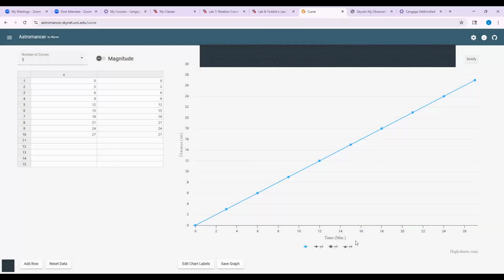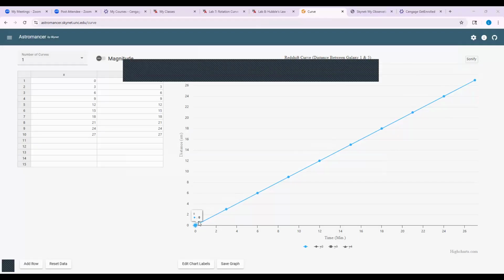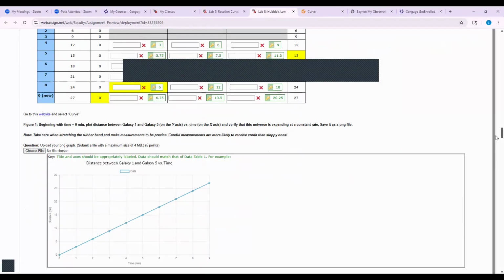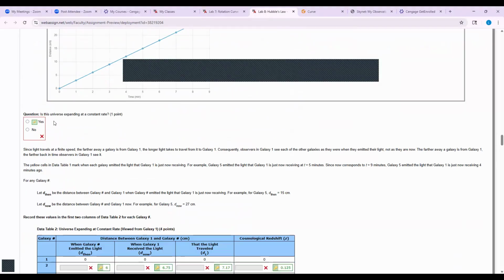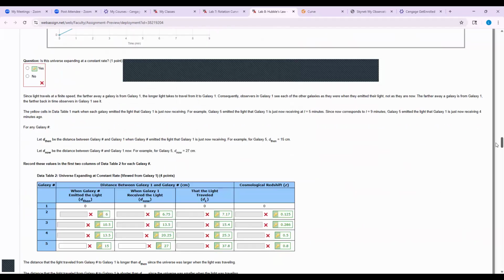Distance in centimeters, time in minutes, and the title on the top is redshift curve, distance between galaxy 1 and 5. This one clearly shows that its expansion is at a constant rate. If the curve is something different than this on the other activity, we're going to see it different. And therefore, when we have it here, is the universe expanding at a constant rate? Yes. And why is it yes? Because the curve has a constant line on the time and distance.